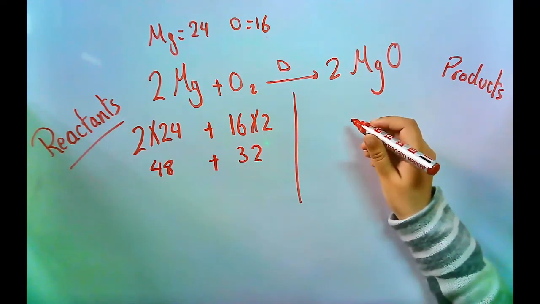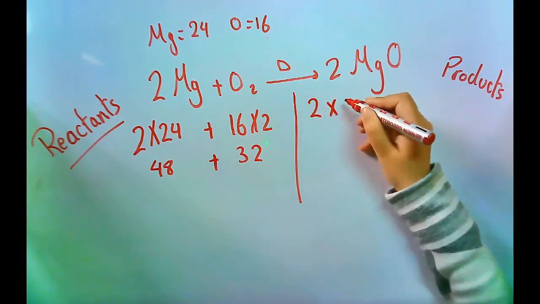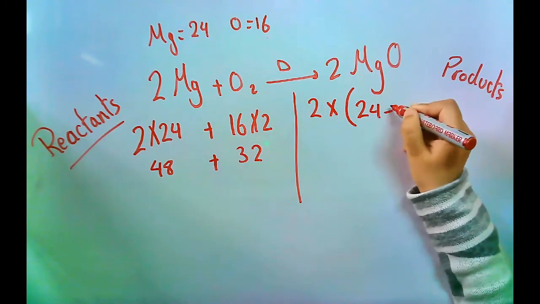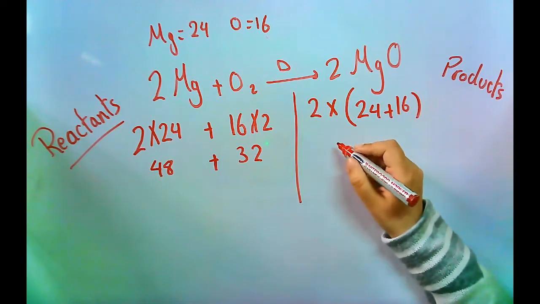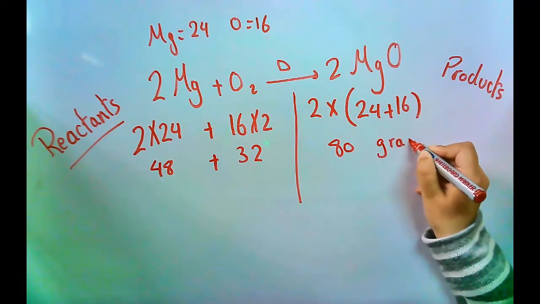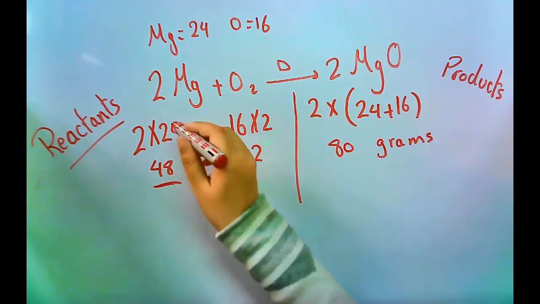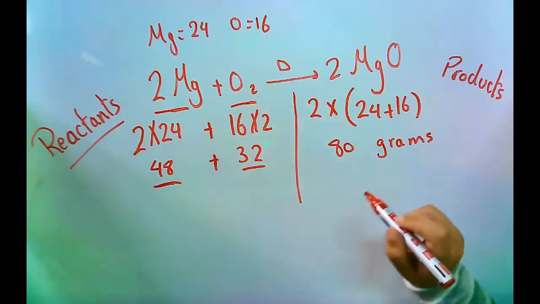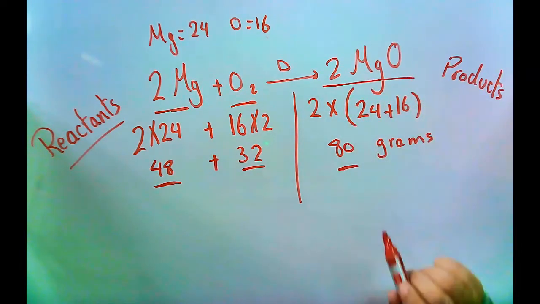Let's calculate the mass of magnesium oxide. 2 times magnesium equal 24 plus oxygen equal 16. So the mass of the products equals 80 gram. So we will use 48 gram of magnesium and 32 gram of oxygen to produce 80 gram of magnesium oxide.